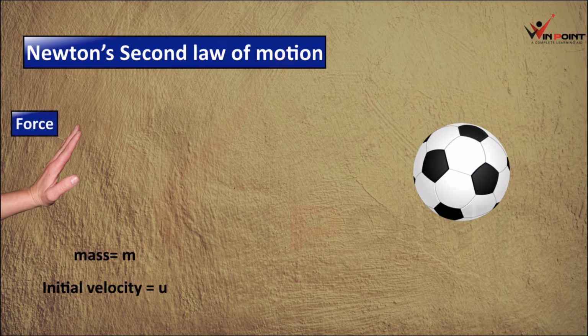Now we applied a force. Now the mass is m because the mass is a universal constant. The mass is not going to change. But the velocity will change. The initial velocity was u. Now the velocity is v, the final velocity. There are two velocities now, initial velocity and final velocity.